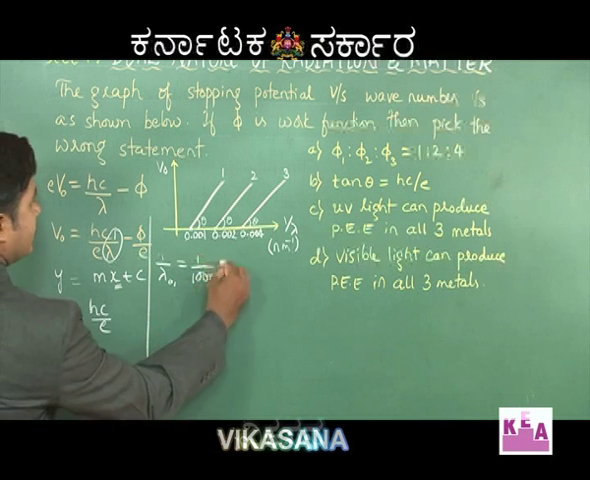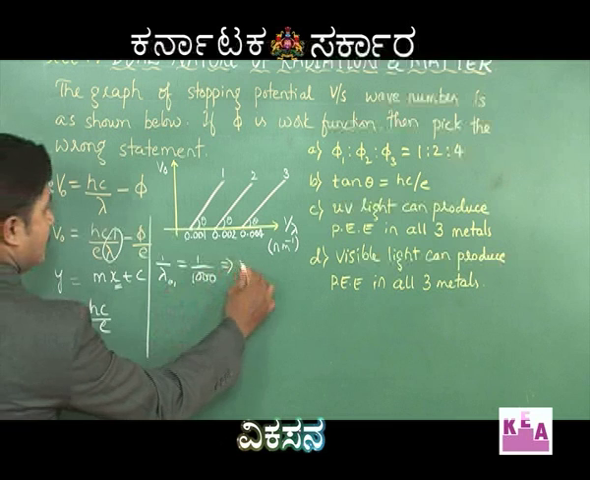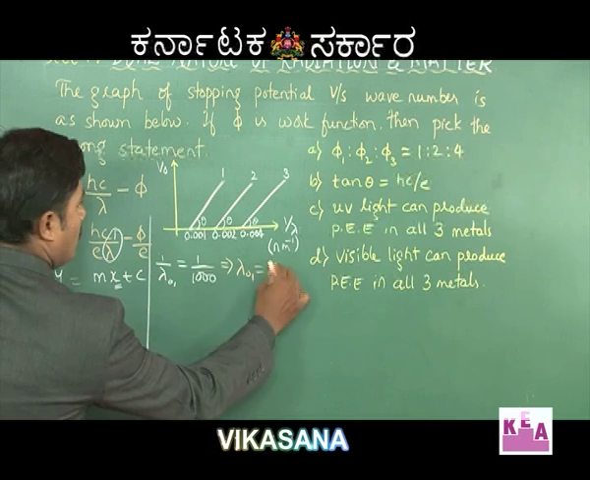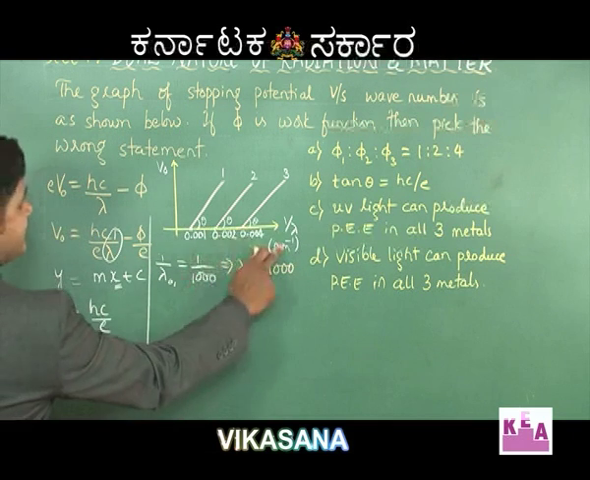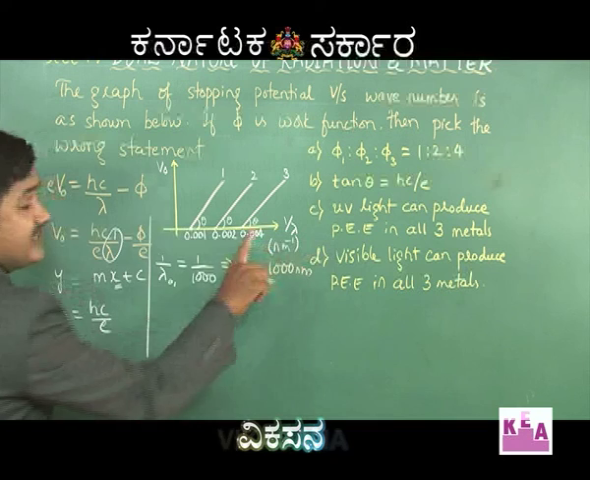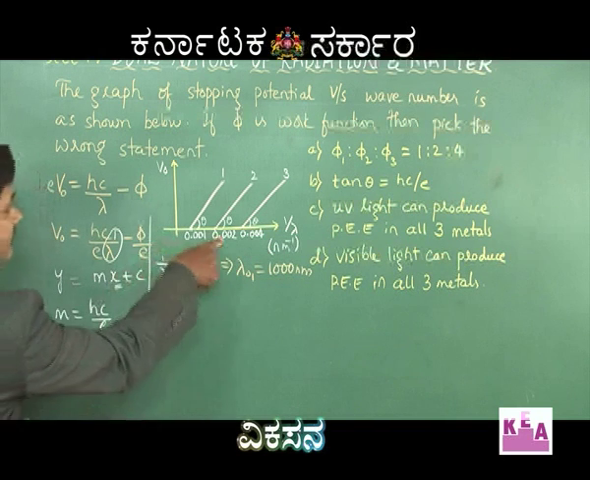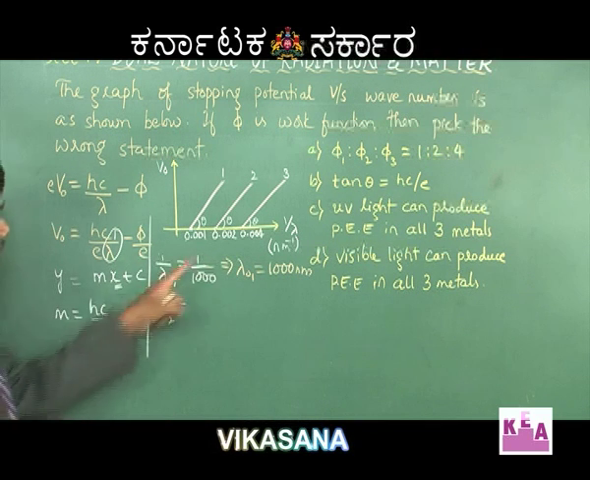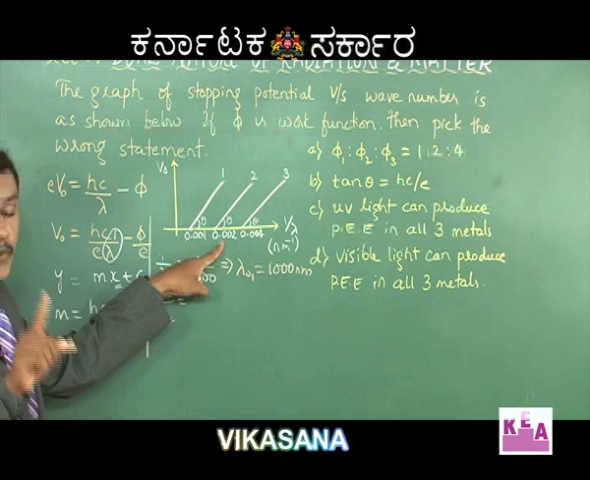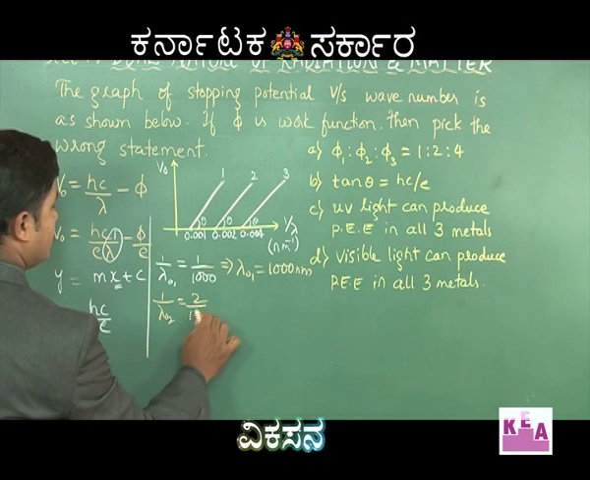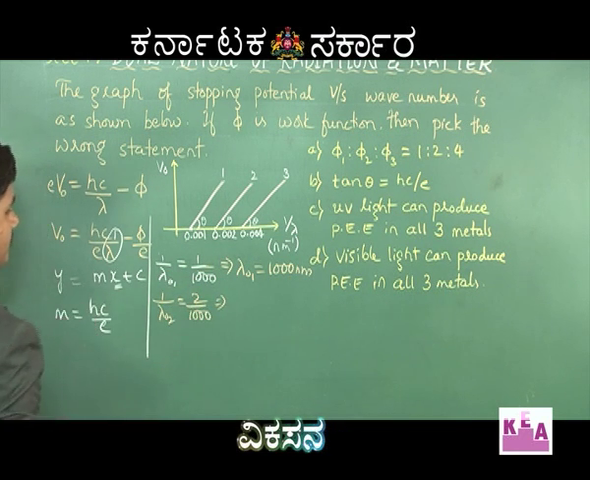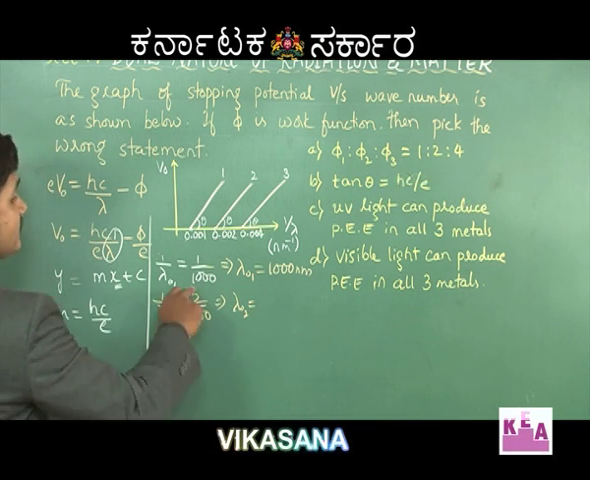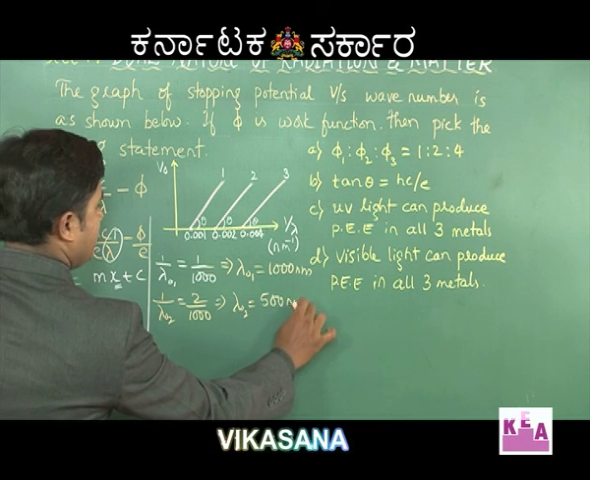So this implies lambda naught for the first metal, the threshold wavelength for the first metal, is 1000. It is in nanometer, because 1 by lambda is per nanometer. So similarly for second and third, 1 over lambda naught for the second metal is 2 by 1000. Have a look at it. This is 0.002. It is 2 by 1000, which gives me lambda naught for the second as 1000 by 2, which is 500 nanometer.